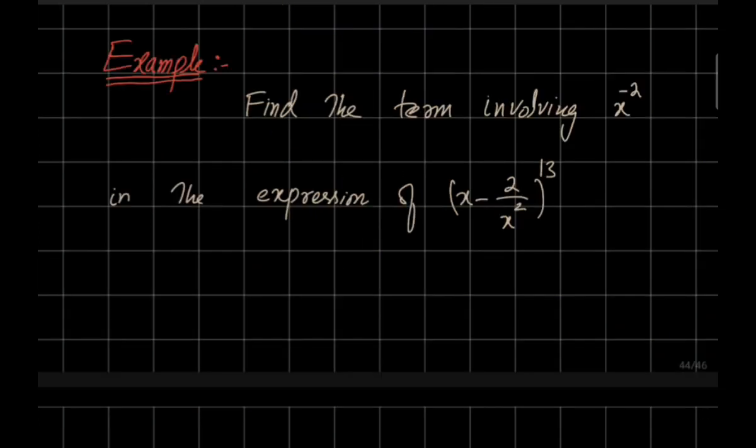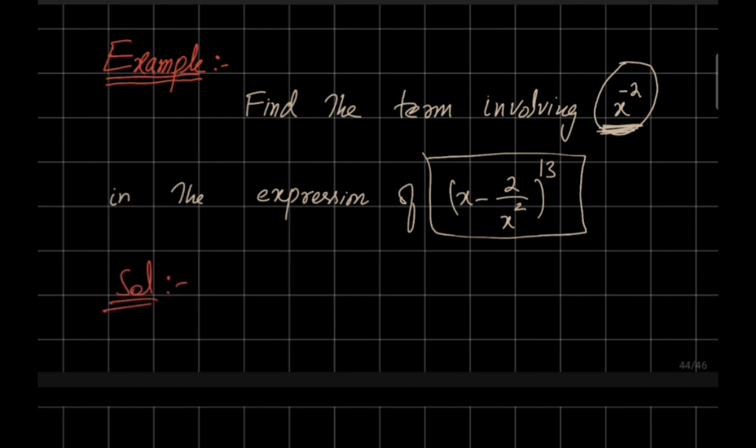So in this expression, we have to find the term involving x to the negative 2 in the expansion of this binomial expression. So we have to again find only one term, not the whole binomial expansion. We have to find only one term which involves this power of x.